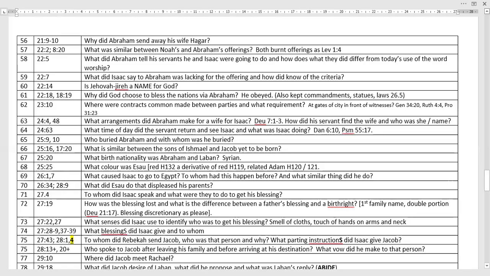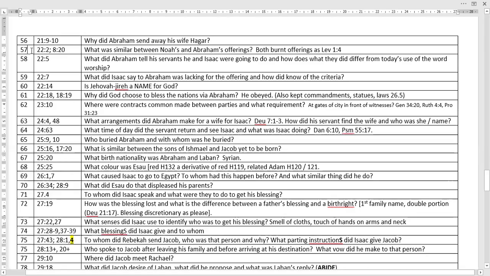Question 57. What was similar between Noah's and Abraham's offering? And I said both did burnt offerings, and we see this in Leviticus chapter 1, verse 4. Question 58. What did Abraham tell his servants he and Isaac were going to do, and how does what they did differ from today's use of the word worship?